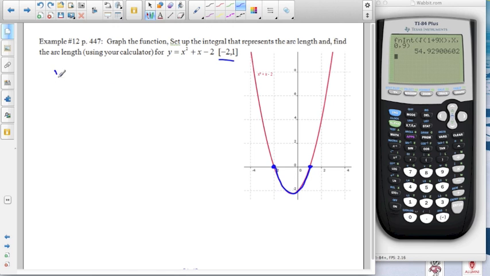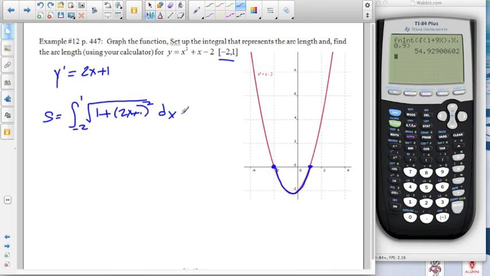And again, let's go ahead and find the derivative of the function. The function is right here, just a polynomial function. Go ahead and use your power rule. So the derivative is 2x plus 1. And so to find our arc length here, we're going to integrate from -2 to 1 the square root of 1 plus (2x plus 1) quantity squared dx.